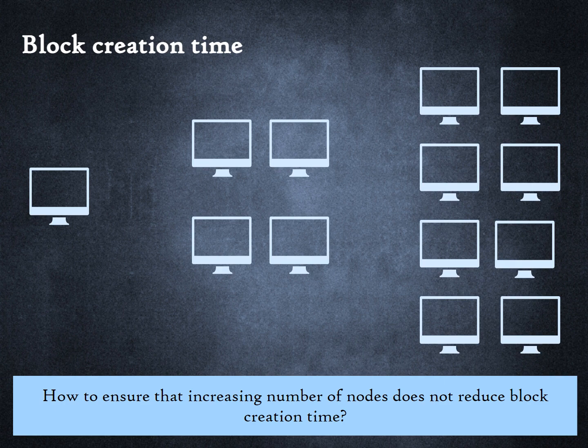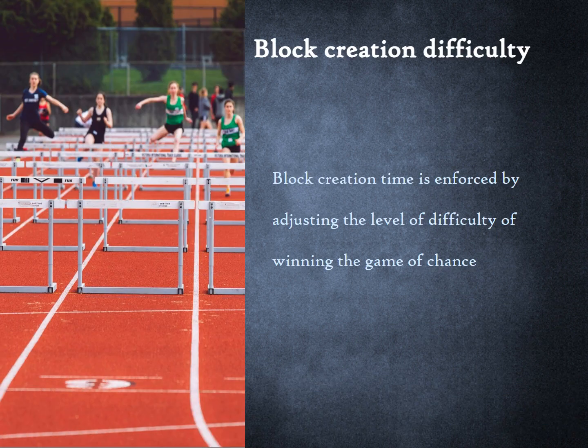This brings us to the second question we raised earlier. How is it ensured that only one block is mined every 10 minutes? After all, in a permissionless blockchain, one cannot stop more nodes from joining the network. Next, we will answer this question. The block creation time is enforced by adjusting the level of difficulty of winning the game of chance. Next, we will develop an intuitive understanding of this with an example.